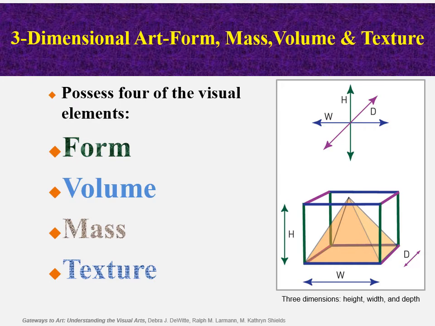Okay, we talked about two-dimensional formal elements: shape, line, contrast. Today, it's three-dimensional formal elements: form, mass, volume, and texture. Okay? All right, here we go.